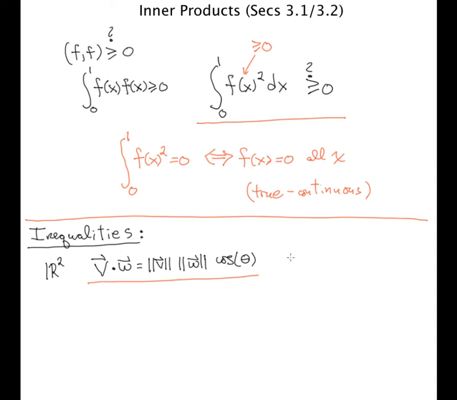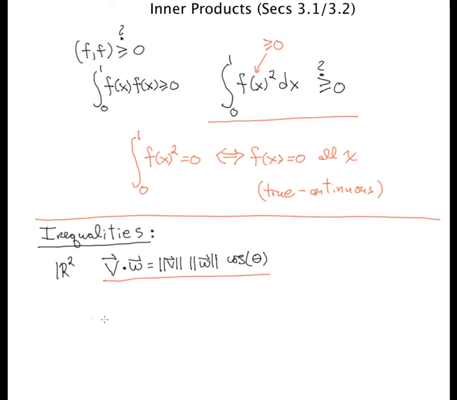This is sometimes called the law of cosines. And I'll illustrate this, basically prove it. It basically comes down to, suppose that you have unit vectors. Suppose you took two vectors with length 1. Then the formula says that their dot product is the cosine of the angle between them.